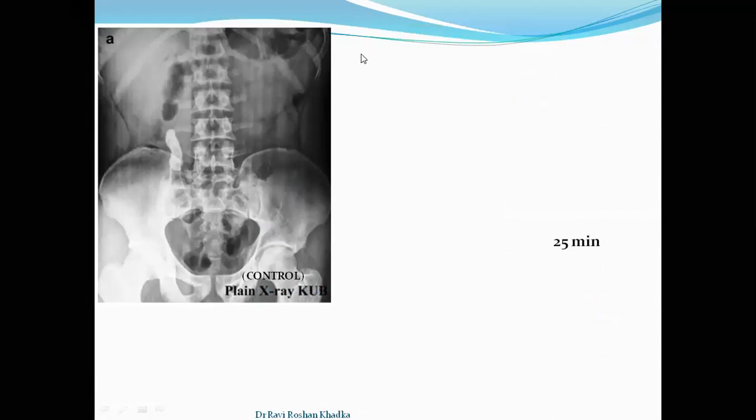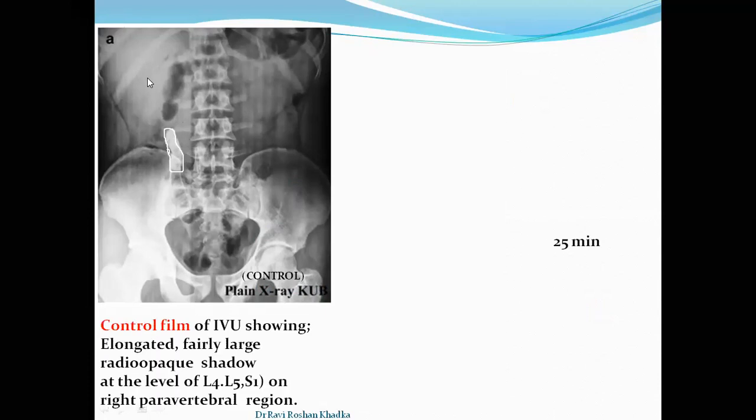See this one? This is the control film of an IVU. What you can see here is a very large, elongated radiopaque shadow, occupying the lumbar fourth, fifth, and sacral first vertebra along the right side. As it is elongated and lying along the line of the ureter, we can guess it is a case of right ureteric stone.